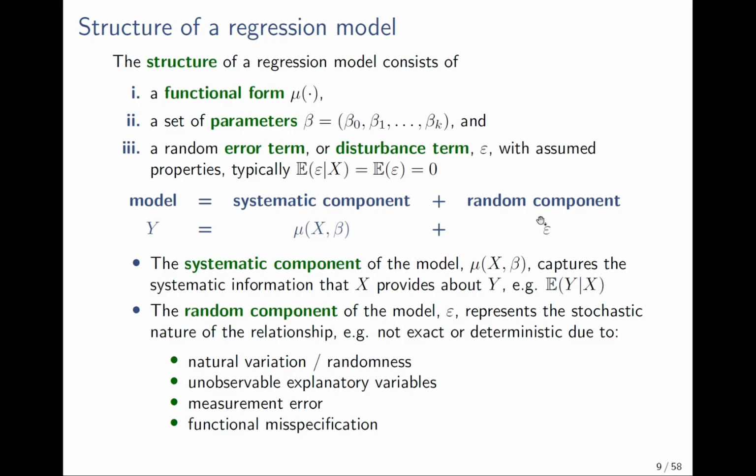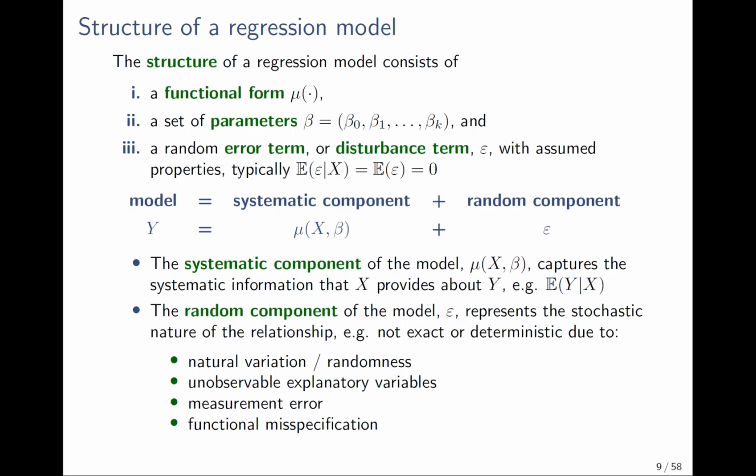The systematic component is capturing the systematic information that x can tell us, provide about y in the form of this conditional expectation. The random component of the model represents the fact that there's uncertainty, so it's representing the stochastic nature of the relationship we're looking at. And in regression, we're not dealing with deterministic relationships. We wouldn't need a regression if we had a deterministic relationship.